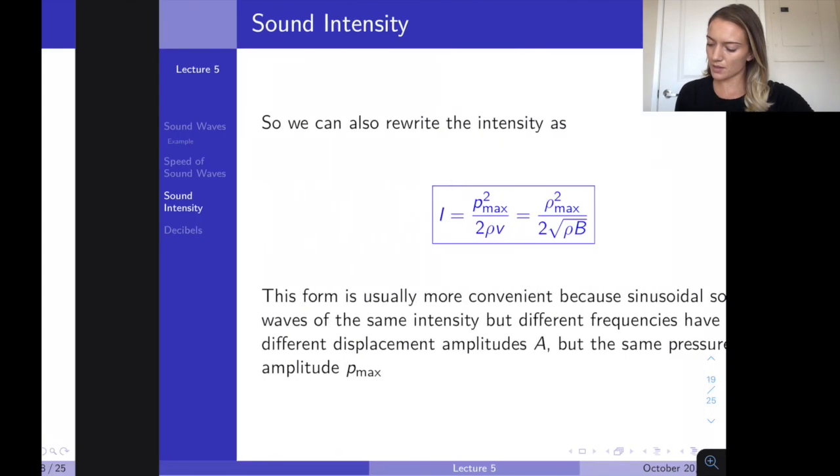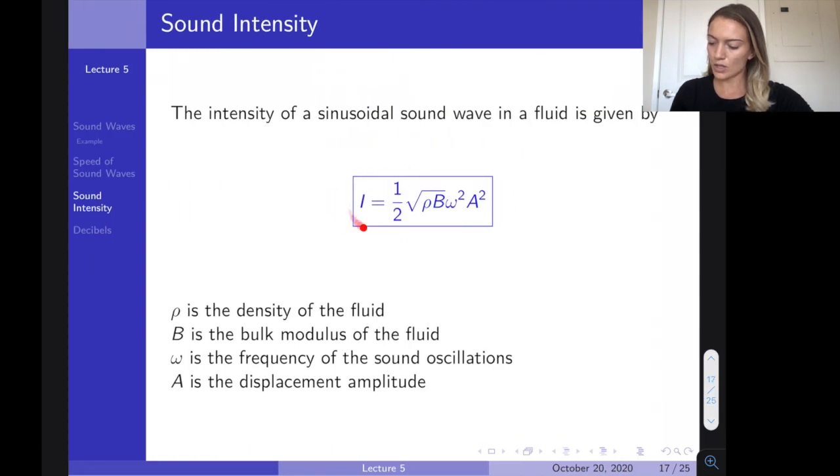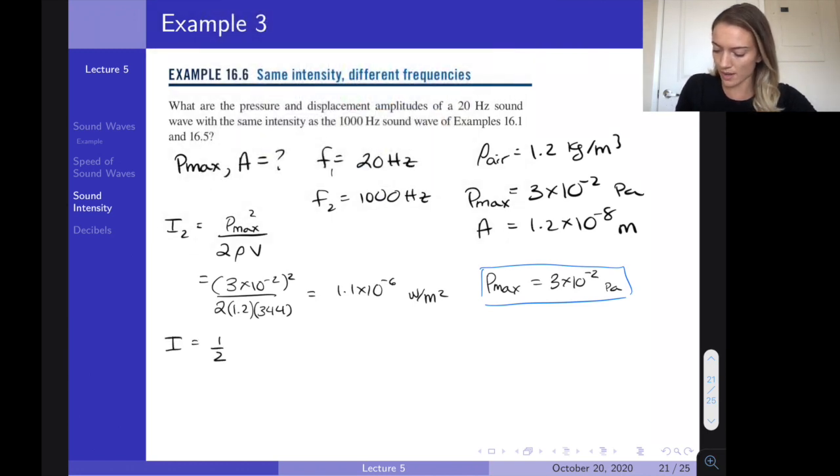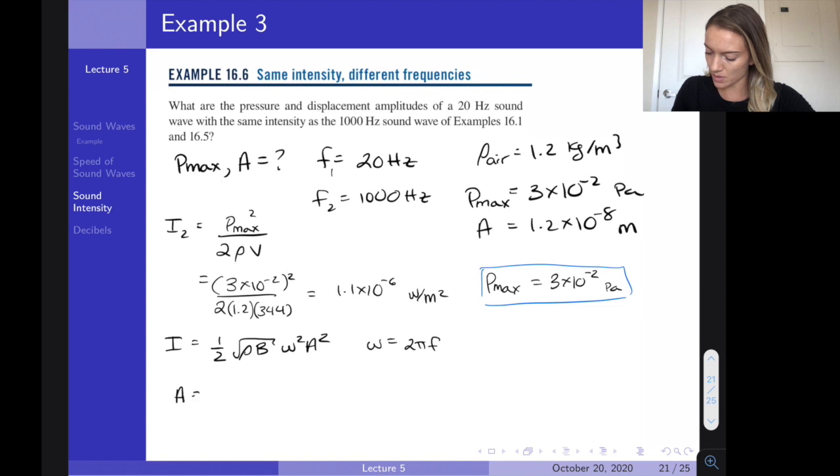Now for the amplitude, let's go back to this equation. We're going to use it to find the amplitude. The intensity is equal to 1/2 square root of rho B, omega squared A squared, where omega is equal to 2 pi times the frequency, because we have a frequency of 20 hertz. Let's solve for A. We know everything else. We know the intensity, and we can look up the bulk modulus. So A squared is equal to the intensity times 2 divided by the square root of rho B omega squared, and then we take the square root of that to find the amplitude.